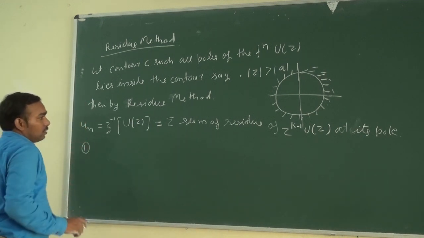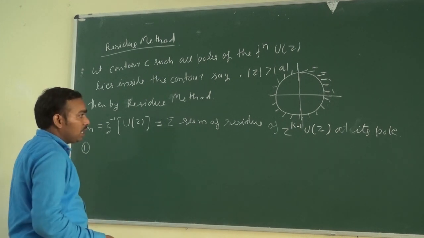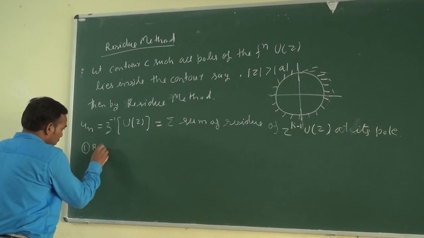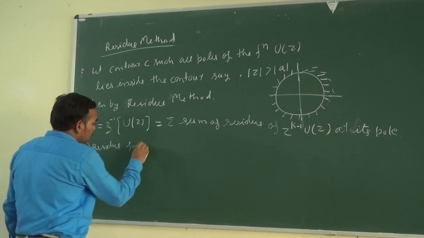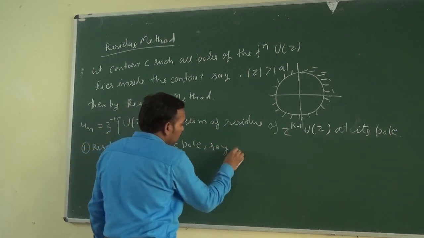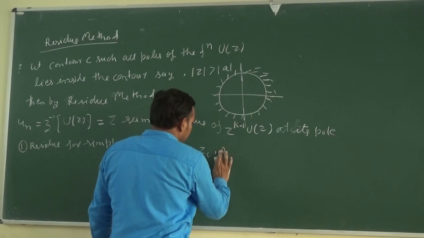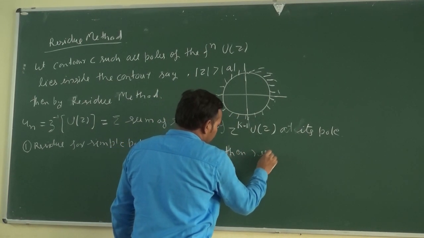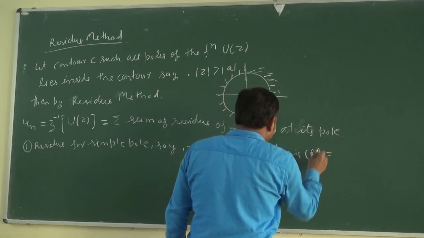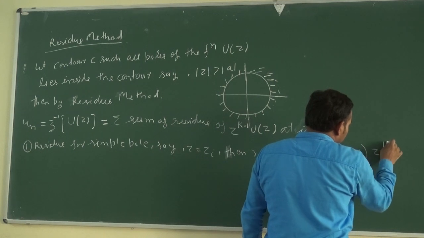As we know, there are two types of poles: simple pole and pole of order R. So, the residue for a simple pole, say Z is equal to Zi, then the residue is, say, Ri, that is equal to (Z minus Zi), Z to the power k minus 1.